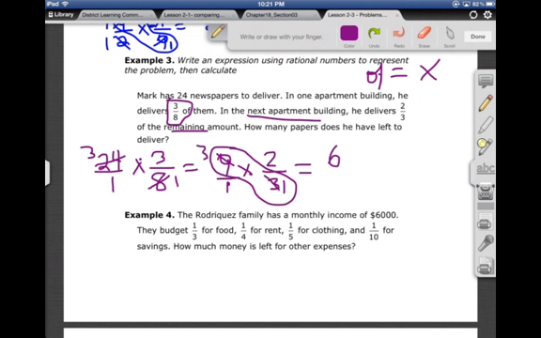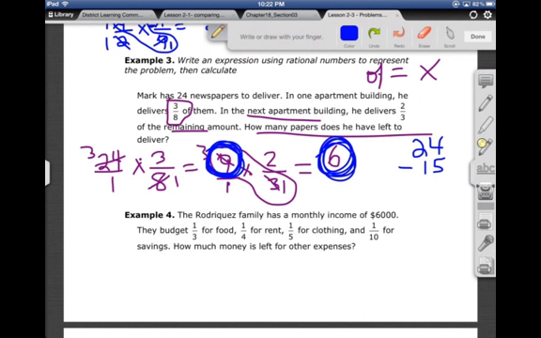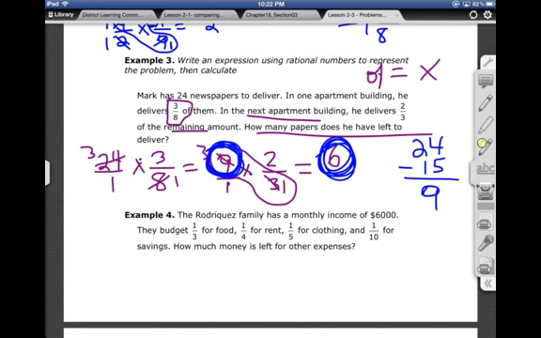Now that's not where the question dies. The question says, how many papers does he have left to deliver? You have to sort of think, because you've had a couple of answers pop out here. Now stop and think about what they said. He delivered 9 to the first building, and I like to scribble, right? 6 to the next building. He had 24, and he delivered 15. 9 and 6 is 15. Oh, he's got 9 left. There you go. There's your answer. Pops out into your lap. Not too bad.